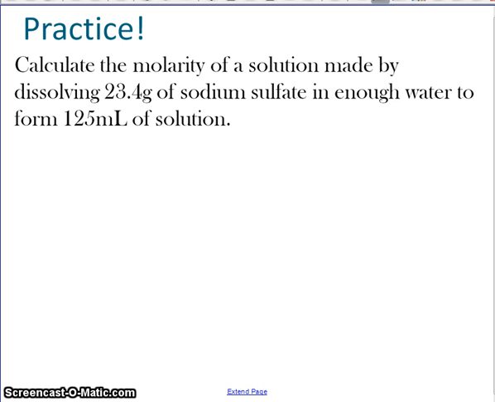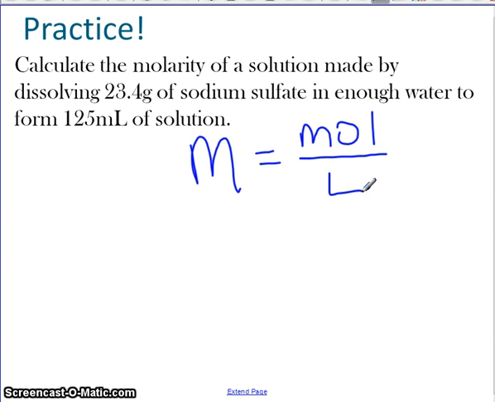So let's do a practice problem. It says calculate the molarity of a solution made by dissolving 23.4 grams of sodium sulfate in enough water to form 125 milliliters of solution. Okay? So we write our formula first. I always recommend writing the formula first so you can tell what you have and what you need. So remember, capital M molarity is equal to moles over liters. Now I'm given milliliters of solution, so I need to change that to liters first thing.